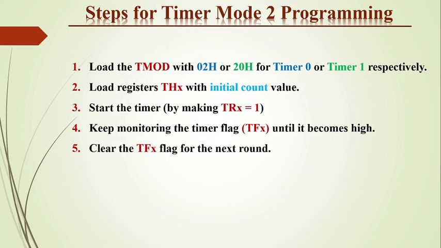When this flag becomes 1, we have to clear the flag for the next round, and if we want to continue, go to step 4. There is no need to start the timer again, as we have not stopped it. We just go to step 4 and keep monitoring the timer flag again, as the initial count is automatically loaded into the TLX register.